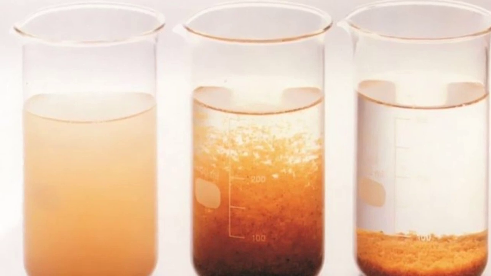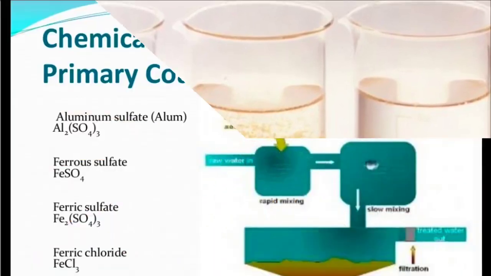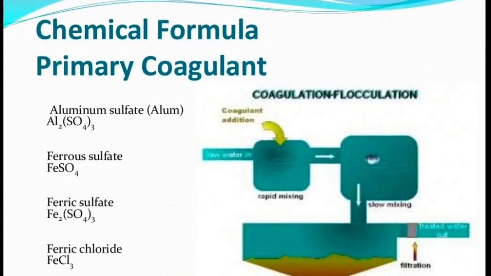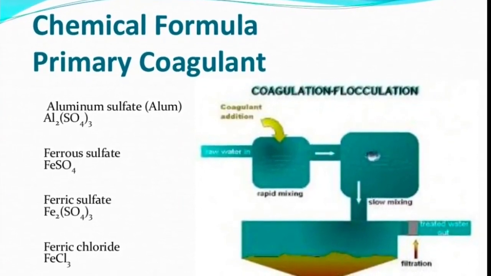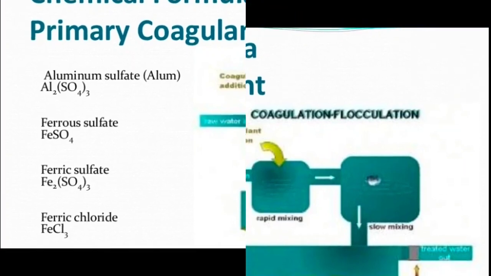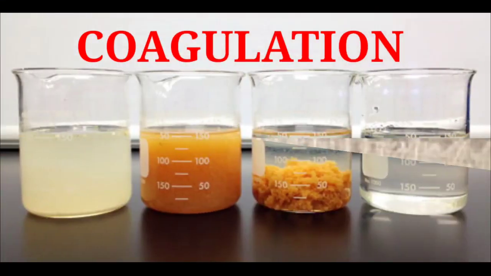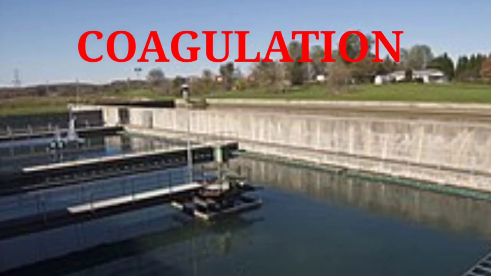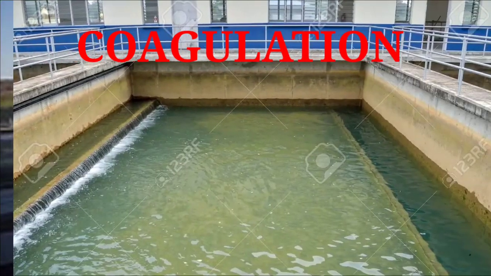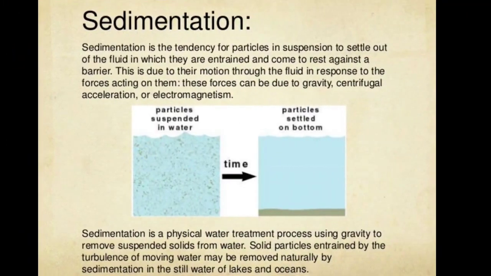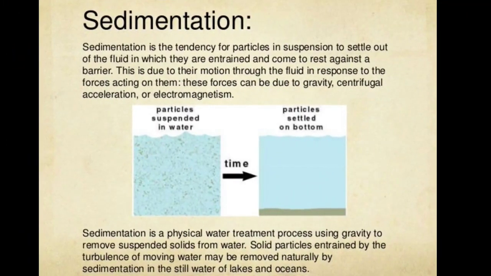This coagulation process involves the addition of chemicals like aluminium sulfate, ferrous sulfate, ferric sulfate, ferric chloride and so on. Then rapid mixing is done to dissolve these chemicals and distribute them evenly throughout the water, or we can take a mechanical flash mixer for this process. After that, water is ready for the next process, that is the sedimentation process.